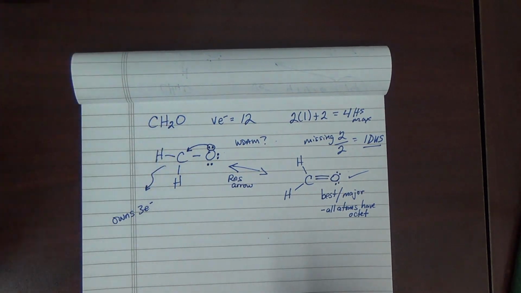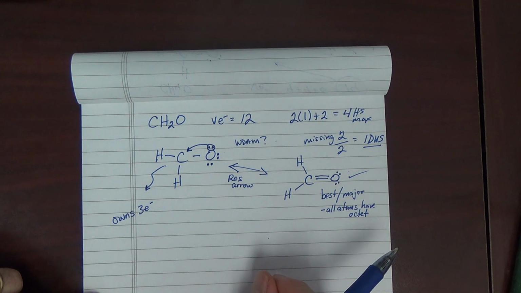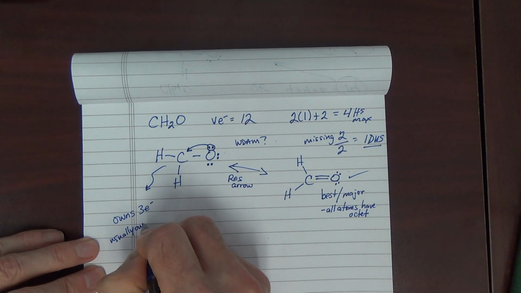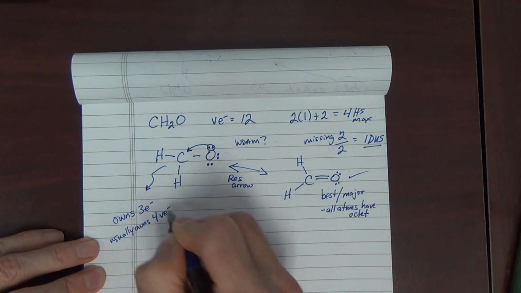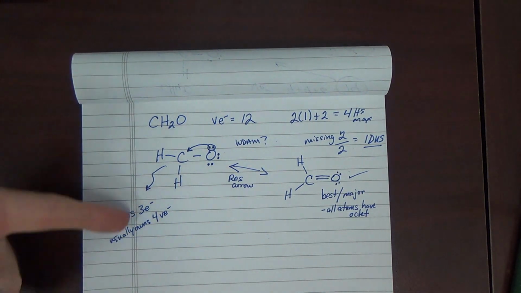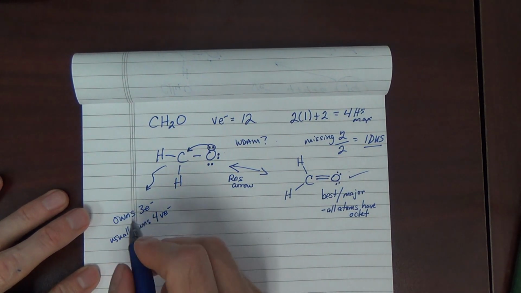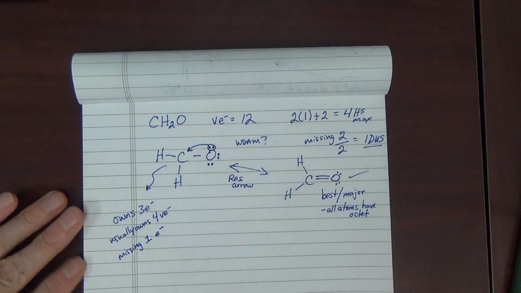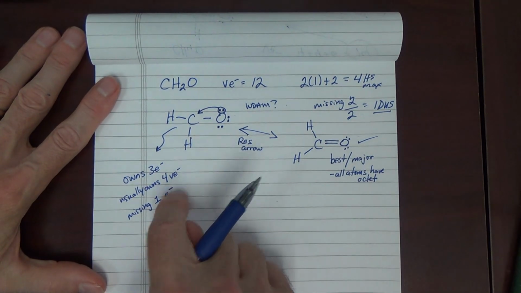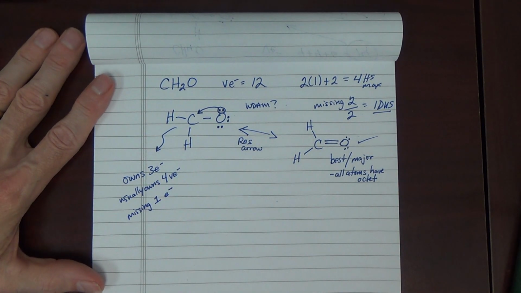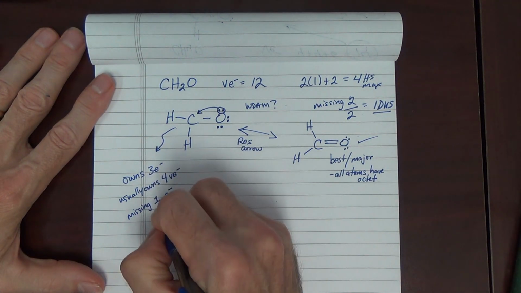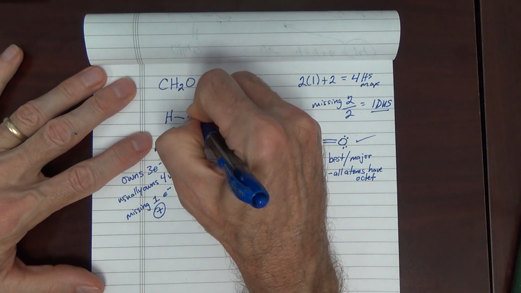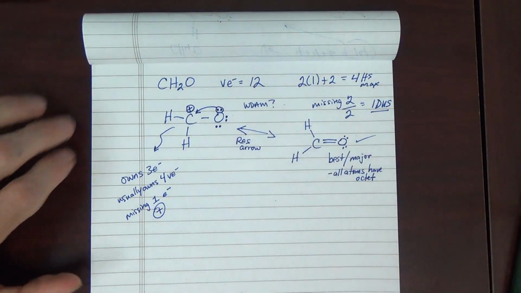Now, how many does the carbon supposed to own based on the periodic table? Usually owns 4 valence electrons. And that's valence electrons there. So it's missing one. Missing 1 electron. And if you're missing an electron, what should be your charge? Your charge should be positive. We can show a positive there.